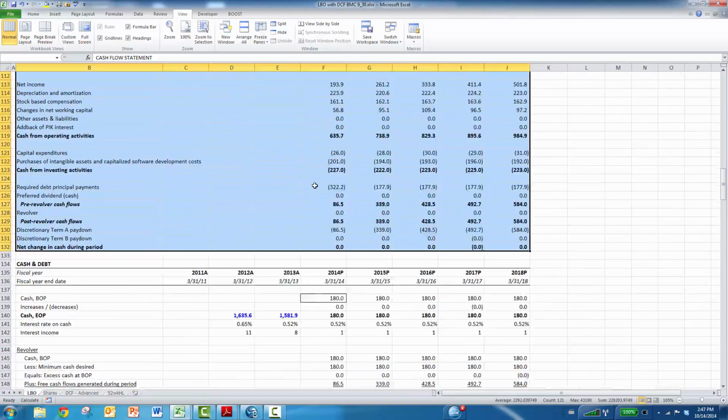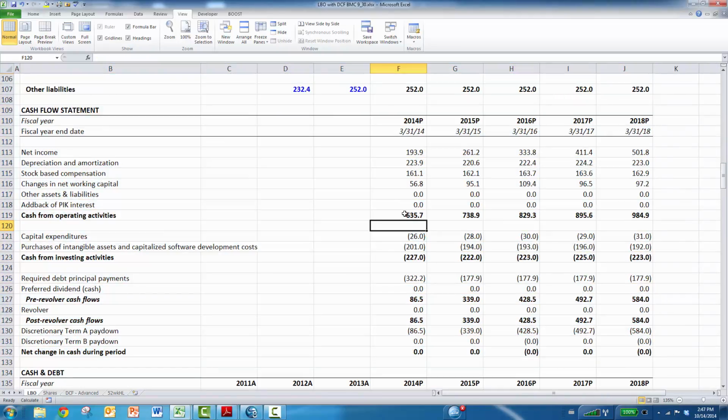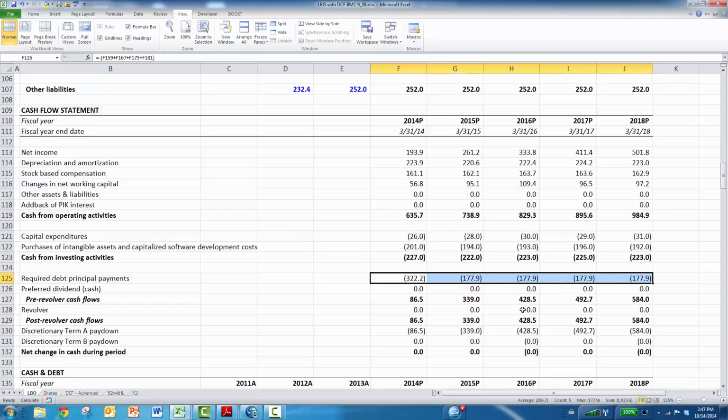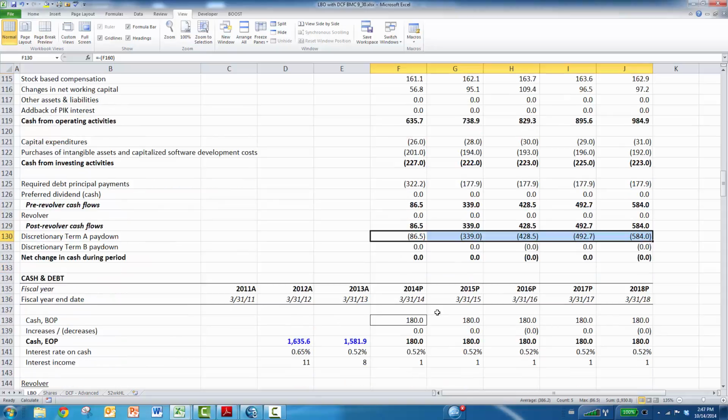In fact, we can zoom in and see quite nicely, in a very quick visual way, that virtually all of these excess free cash flows are now going to service debt, both required principal payments as well as discretionary payments. So all of this is going to service that debt.